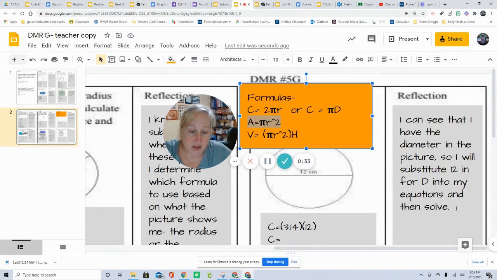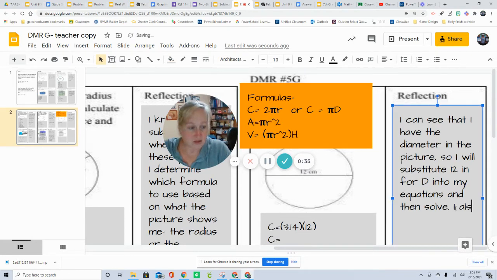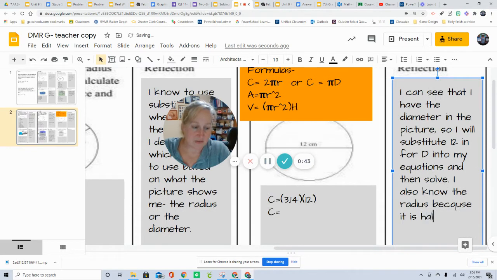So we can edit this to say, I also know the radius because it is half of the diameter. And we'll just go ahead and put that R equals 6. So then when we go to solve for our area, we will already have the R finished.